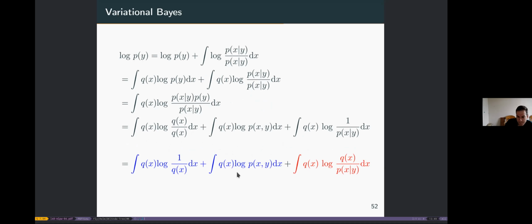The first term is just the integral over something which we haven't even specified yet, q of x. Then I have another one, q of x log p of x, y, the joint distribution. And then there's this term, which is the only term that contains the object that I don't know, which is p of x given y. So let's look at this term first.